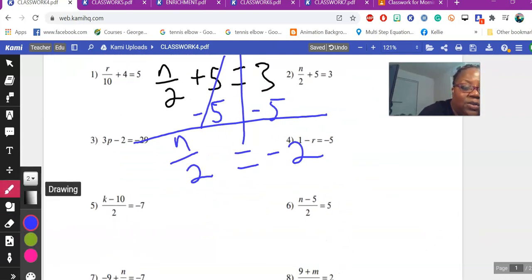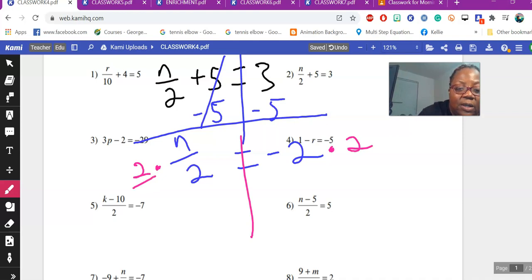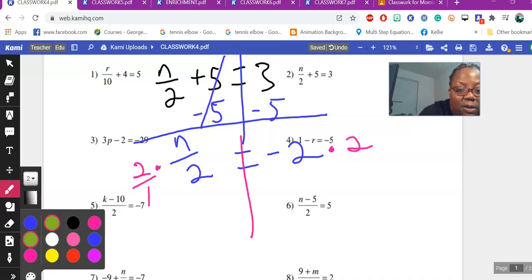problem. You know that n over 2, that means divide, so you'll do the opposite of what you see. So opposite of division is multiplication, and I'm going to multiply that 2. There we go. Now, multiplying 2 with n over 2, you can see this will cancel out.